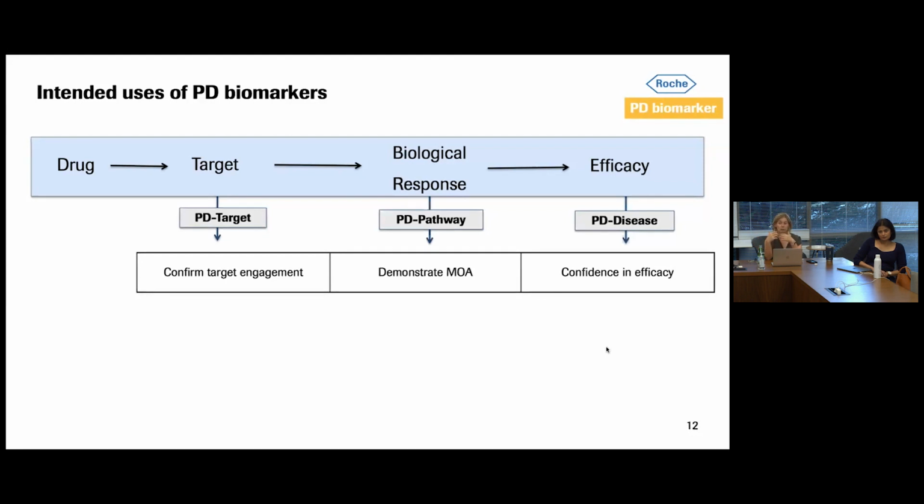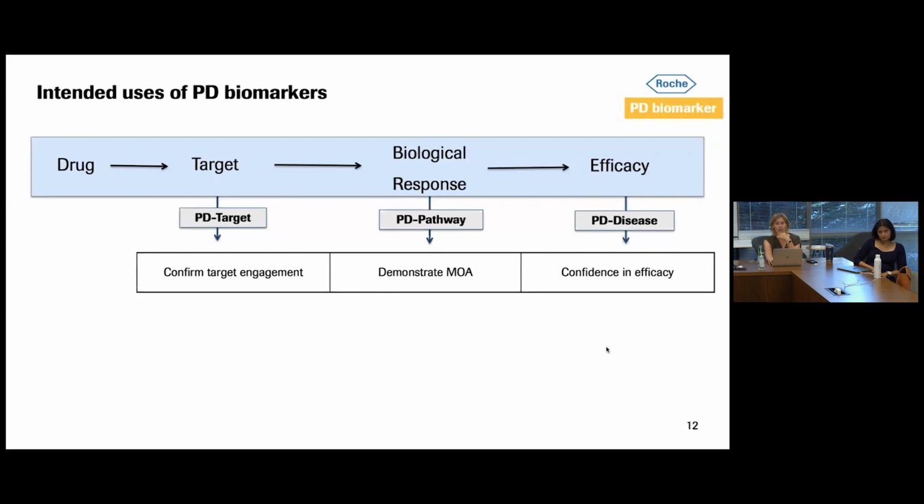Sometimes people refer to them as mechanistic biomarkers. Sometimes people refer to them as target proximal biomarkers. Again, there's different terminology for this. And then there are biomarkers that are linked to efficacy. People refer to those as disease PD biomarkers or pathophysiology biomarkers, sometimes distal biomarkers. And so they really are used to confirm targets.